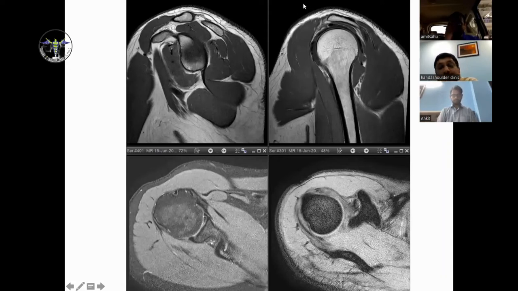Right. So this is a good learning case where a small Hill-Sachs can be missed, but when we get a history of instability and there is a Bankart, we should always search for a Hill-Sachs.